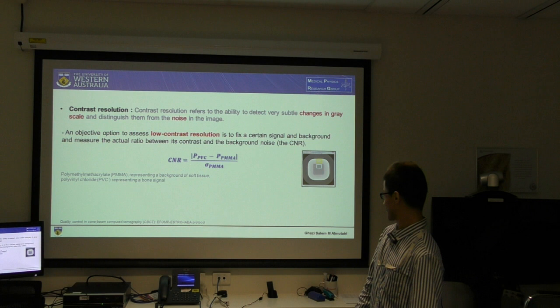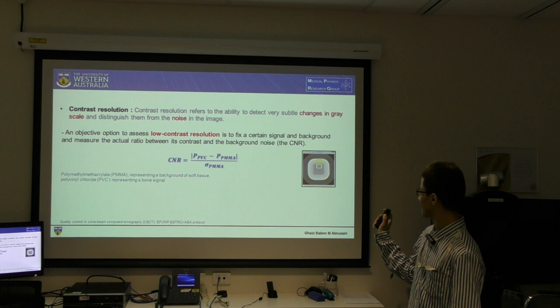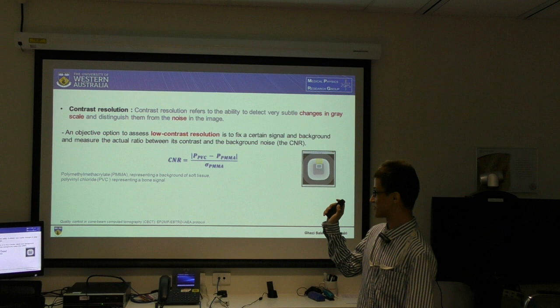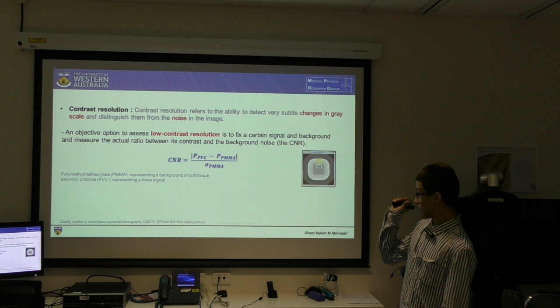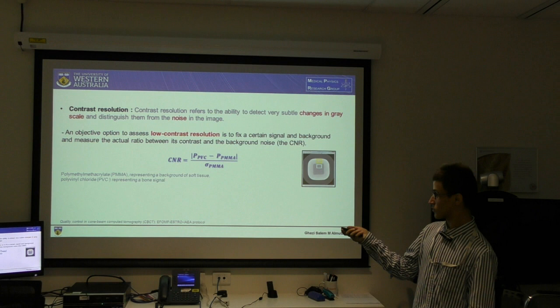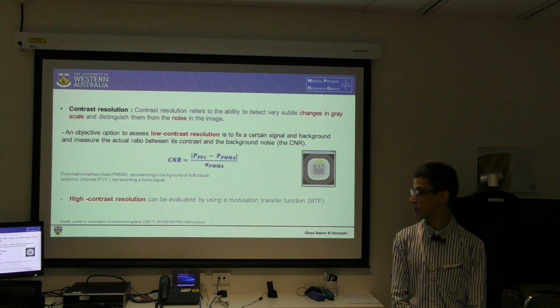So how we do it: we define 2 regions in the phantom, one representing the background of the soft tissue, and one representing the bone signal. We take the contrast between the signal and its background and divide it by the noise in the background. High contrast resolution we can evaluate by using the modulation transfer function.